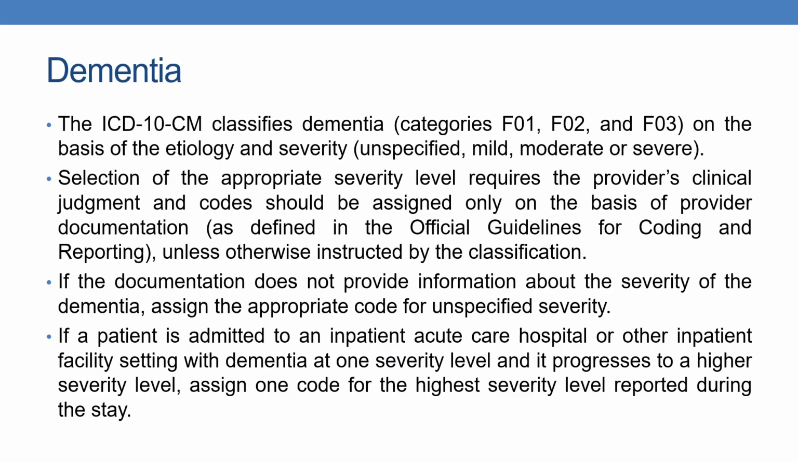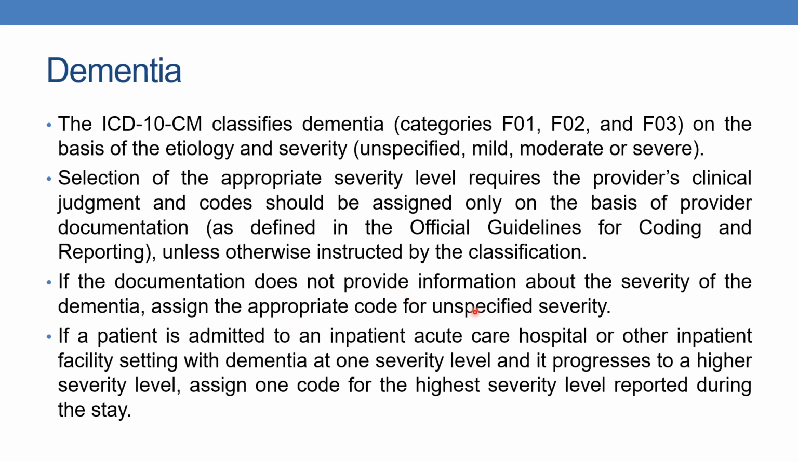Coming to the new addition, dementia codes. They are the new addition of 2020. The ICD-10-CM classifies dementia, which is under the categories F01, F02 and F03, on the basis of etiology and severity. These are the new codes: unspecified, mild, moderate and severe. Selection of the appropriate severity level requires the provider's clinical judgment, and the code should be assigned on the basis of the provider's documentation. The provider must clearly specify the severity level, whether it is unspecified, mild or moderate. Then only you can code the appropriate code.